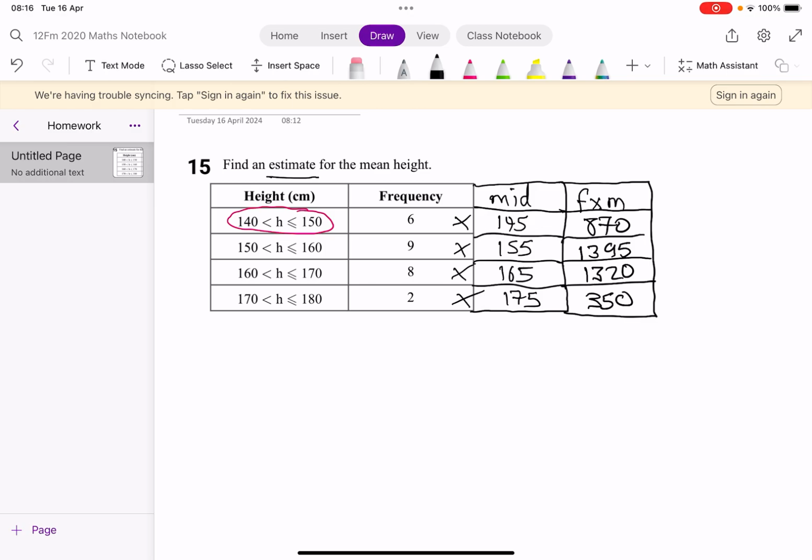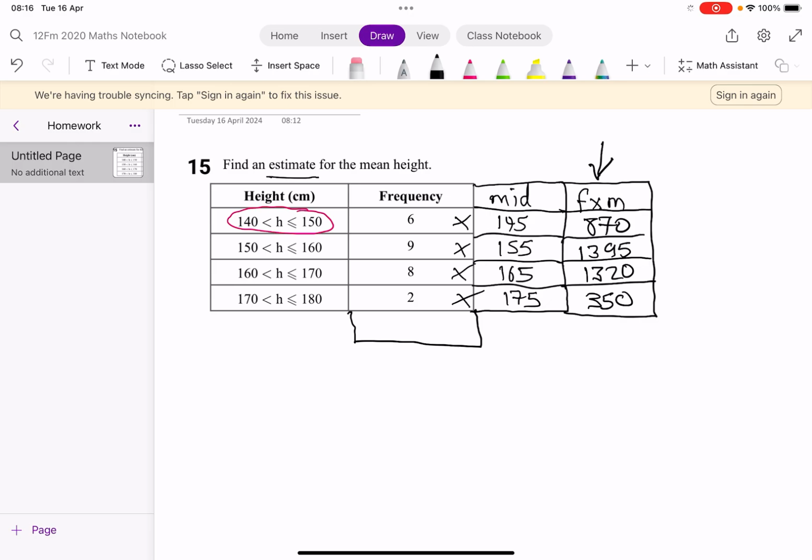Okay. Now, the other thing about this question is this is about the mean. And the mean is, if we go back to primary school, add them all together, which is this column here, adding them all together, which is the F times M column, and dividing by however many there are. And what you've got to realise here is the amount of people or whatever is the total of the frequency.